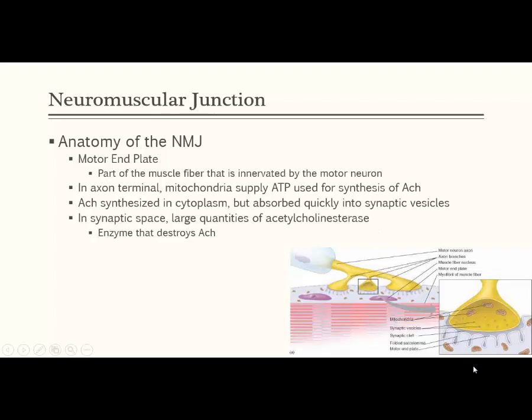When it is released into the neuromuscular junction in this synaptic space, there's a lot of acetylcholinesterase. So while the acetylcholine binds to receptors in that space, at the same time it is being destroyed, so that the release causes a brief response, not a large response. And here again, you see those clefts with the folding of the plasma membrane called the sarcolemma.